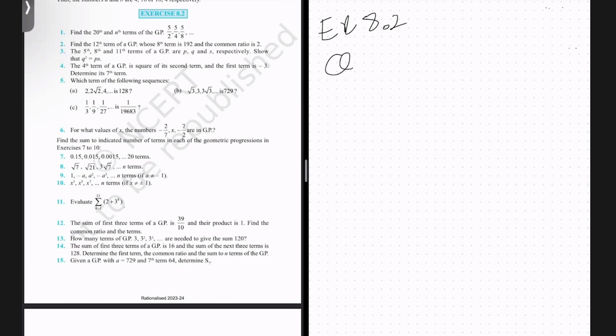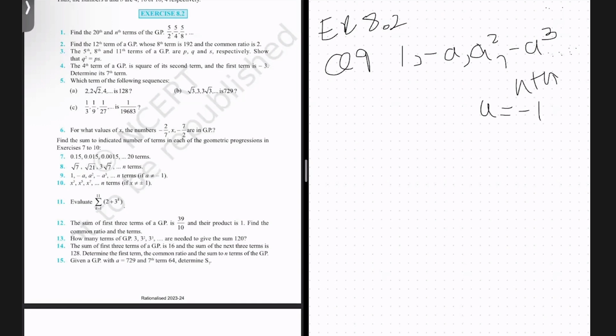In the 9th question, you have the sequence as 1 minus a square minus a cube, and you want to find its sum until the nth term. Now, you have this as the nth term, and you have this as GP, and you want to find out the sum until the nth term. Interestingly, we have also been told that a is not equal to minus 1.